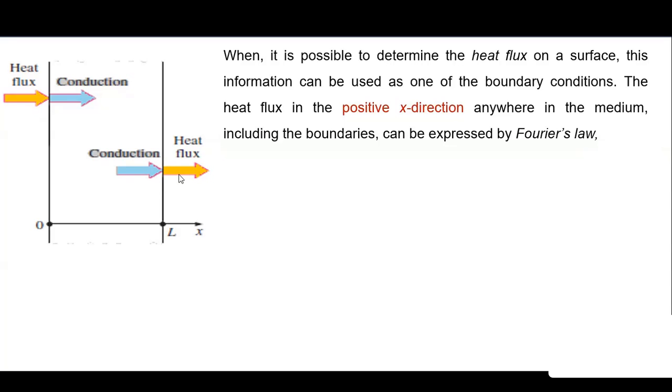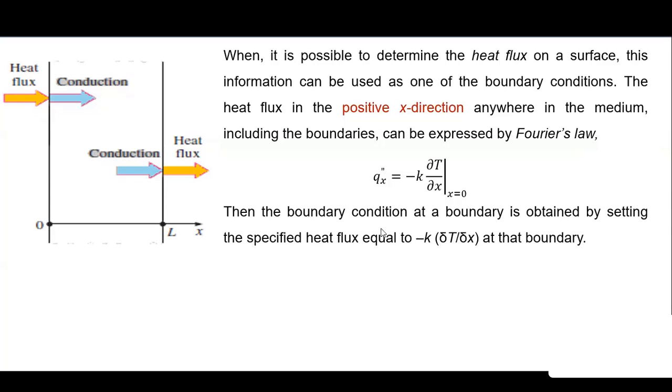Conduction heat flux is equal to the specified heat flux, and we can express it in terms of Fourier's conduction. So whatever heat flux is there, this known value can be equated with Fourier's law, that is minus k del T upon del x at x equal to 0 or at x equal to L, depending upon the value available to us. Then the boundary condition at the boundary is obtained by setting the specified heat flux equal to minus k del T upon del x at that boundary. As I told you already, x equal to 0 or x equal to L or anywhere. It's not like we can write this only at 0 and L. It depends on the type of problem.